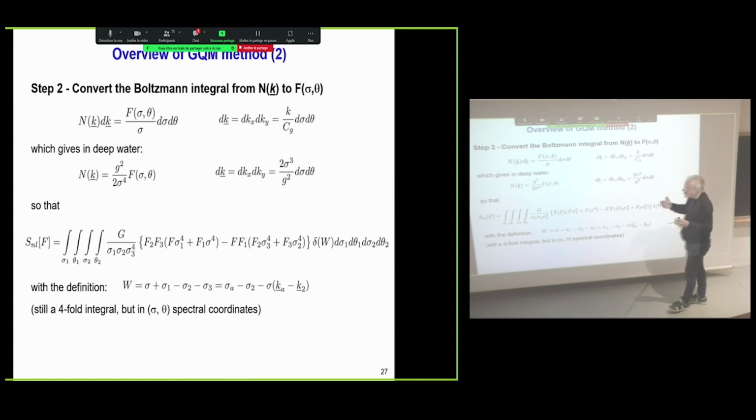Now I do some manipulation to convert the Boltzmann integral from the wave action density spectrum to the frequency spectrum expressed with sigma, the intrinsic frequency, and the direction theta. For that I use a classical relationship, which in deep water is written in this way. When I substitute this in the integral, I get this expression, with again the notation that W is the difference in frequencies, so sigma plus sigma 1 minus sigma 2 minus sigma 3. And of course, this should be 0.